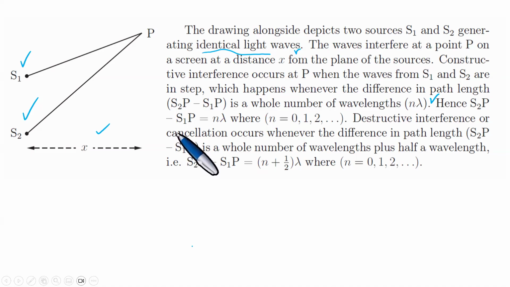Destructive interference or cancellation occurs whenever the difference in path length, S2P minus S1P, is a whole number of wavelengths plus half a wavelength, which means S2P minus S1P is (n + 1/2) lambda, where that is the case.